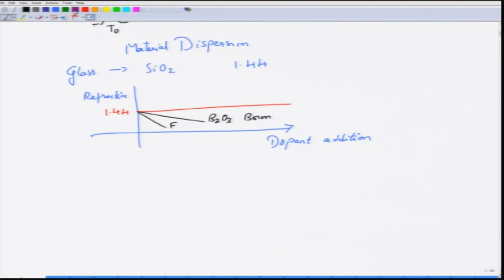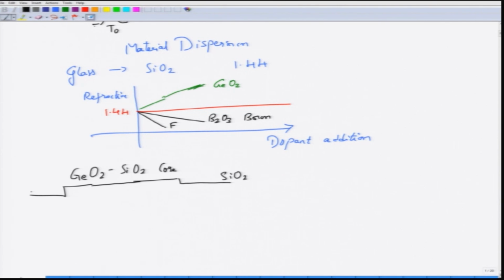If you want to increase the refractive index, you have to do something like adding germanium, which will increase the refractive index. You can also add certain other materials in order to increase the refractive index. Now typical optical fibers that you find in the market are made up of a germanium silicon core, so that the refractive index is higher in the core region and it reduces slightly with a silicon dioxide cladding at the outer end, or silica at the cladding.